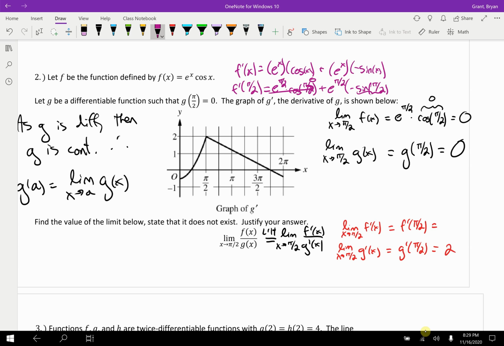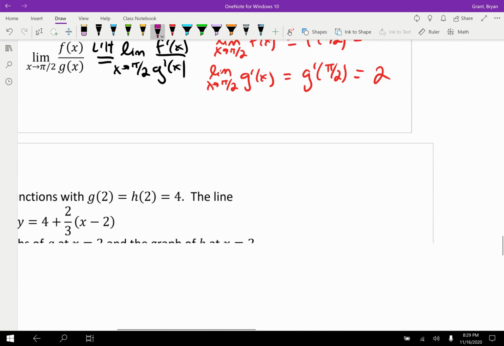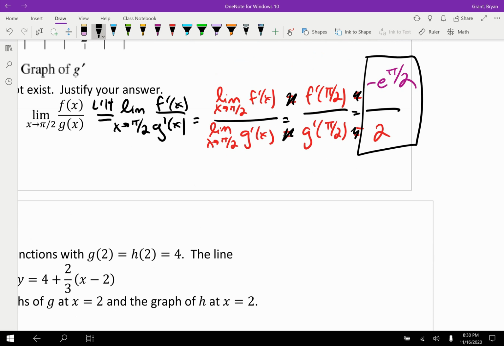This is 1, but there's a negative, so this becomes negative e to the pi over 2. We did not get 0 over 0. We did not get an indeterminate form. So let's throw in those equal signs and call it good. Equals, boop, boop. Scratch out these. And there we go, our final answer.